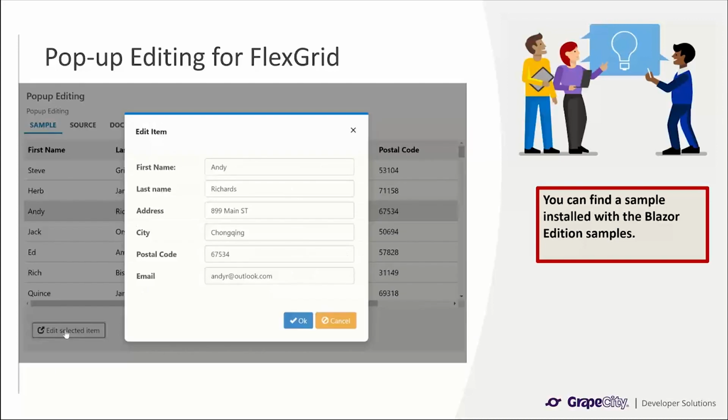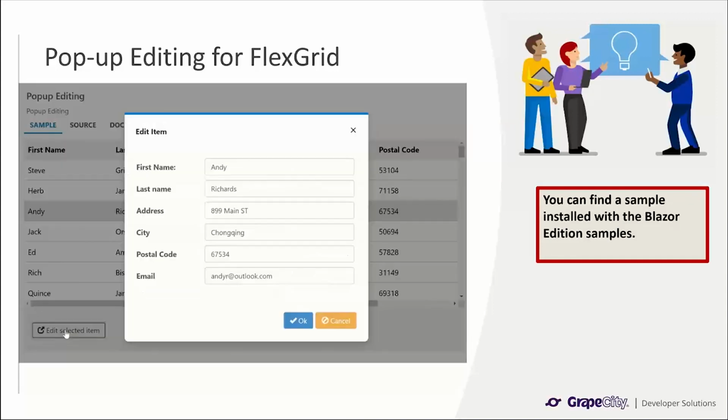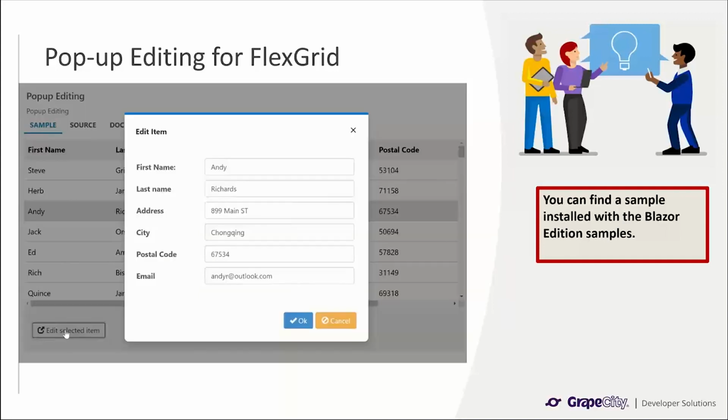One of the scenarios for using C1 window is to provide pop-up editing for FlexGrid. So if traditional inline editing is not as ideal in your web app, you can combine both controls, FlexGrid and C1 window, to provide a full input form for editing a FlexGrid row. So we include a sample with the Blazor edition install, which you can check out.